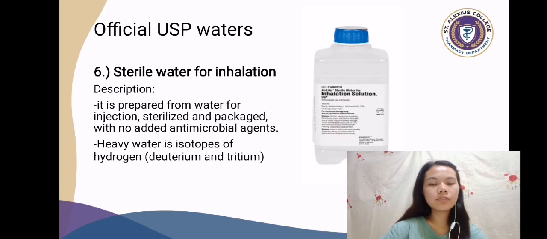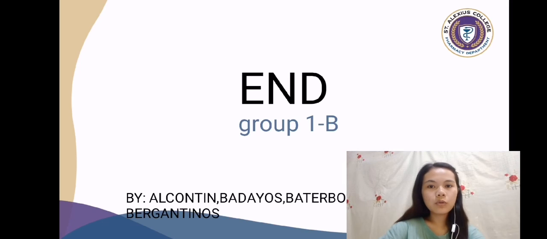And lastly, the sterile water for inhalation. This is prepared from water for injection, sterilized and packaged with no added antimicrobial agents. Heavy water is made of isotopes of hydrogen, which are deuterium and tritium. Sterile water for inhalation helps to humidify inspired gases, thus managing dryness of the respiratory mucosa. This is usually administered for nebulization.